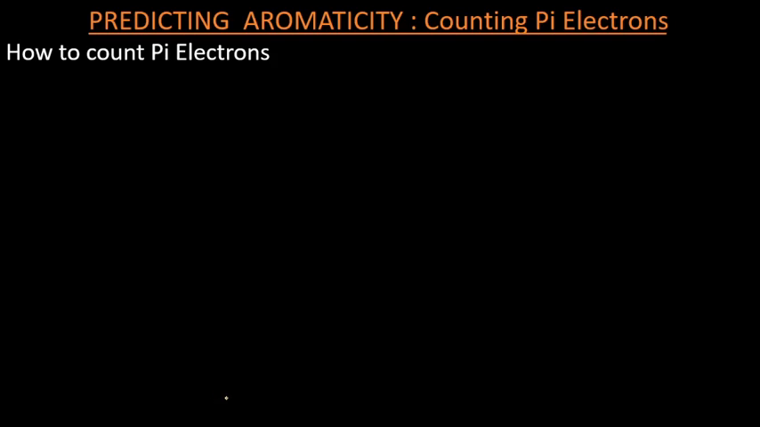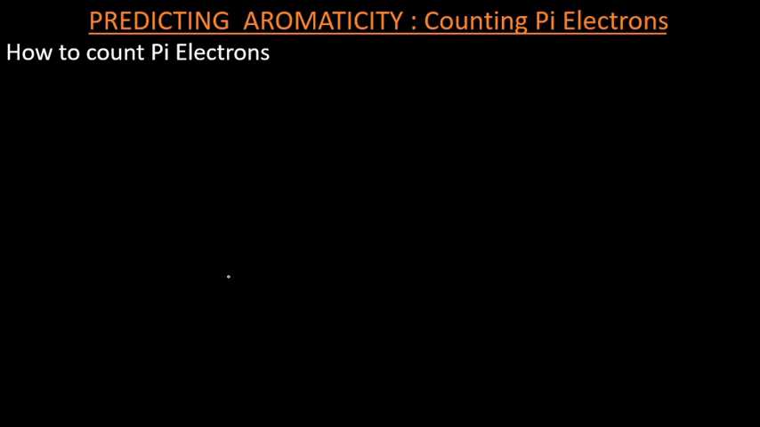Welcome to my science tutorial, and in this video we are continuing with our series of teaching on aromaticity. Today we are looking at counting of pi electrons. Counting of pi electrons is very important in determining whether an organic compound is aromatic or non-aromatic. So in your exams you're going to be given a series of compounds and you'll be asked to determine which one is aromatic, anti-aromatic or non-aromatic.